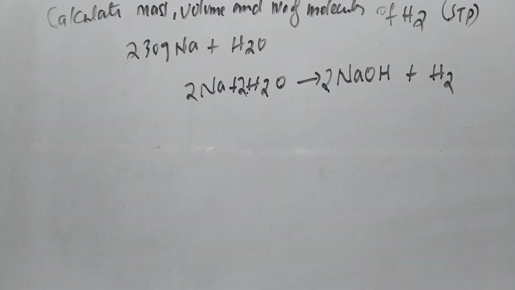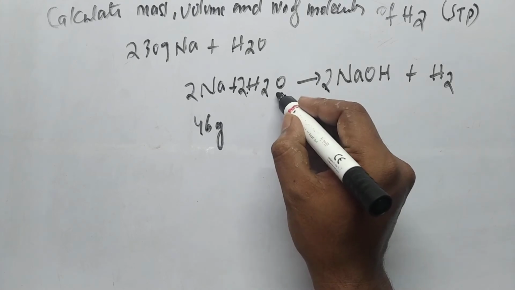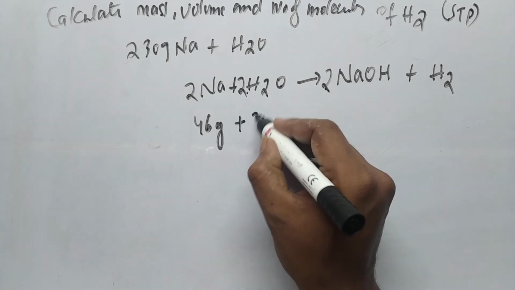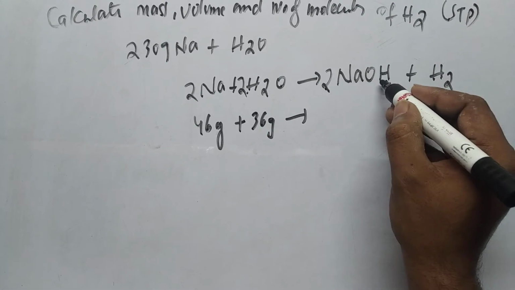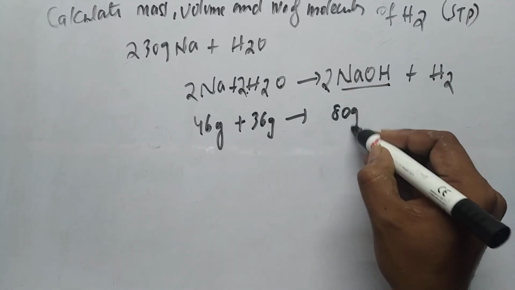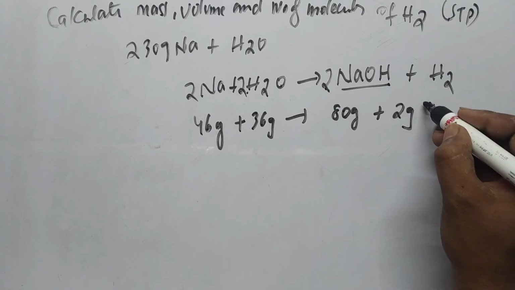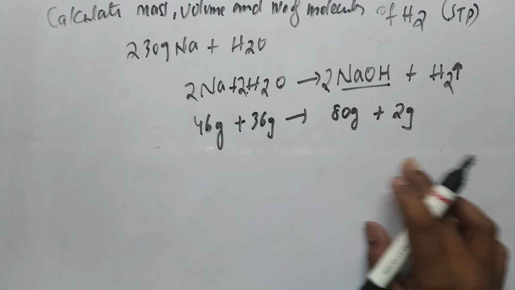So weight of the sodium is 23. 23 into 2 is 46. The weight of the water is 18. 18 into 2 is 36 grams. The weight of sodium hydroxide is 40. 40 into 2 is 80 grams. Next, the weight of the hydrogen is 1, so 2 grams. Okay, so this is a standard reaction.